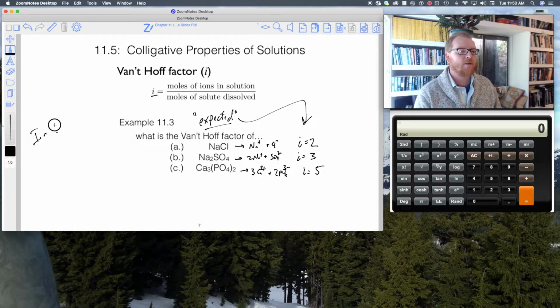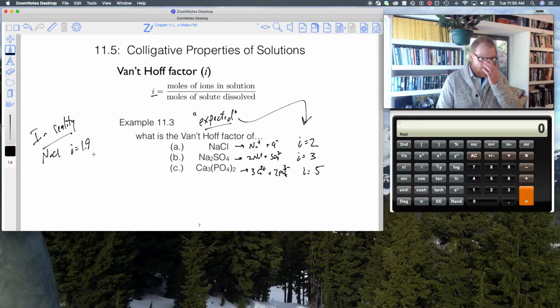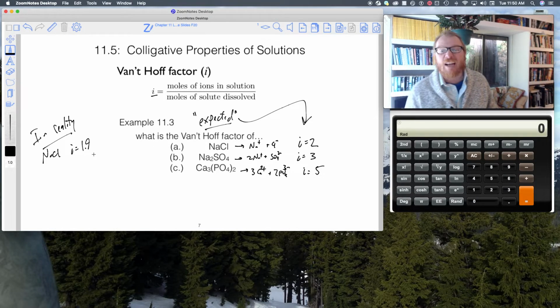So in reality, sodium chloride's Van't Hoff factor might be something like 1.9, okay? Or 1.95 or something like that. Or maybe sodium sulfate's Van't Hoff factor in reality might be like 2.9 something, okay? And the only way we can know that is by measuring it, all right?